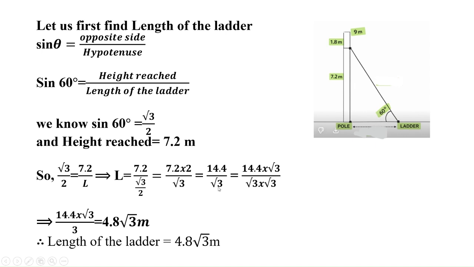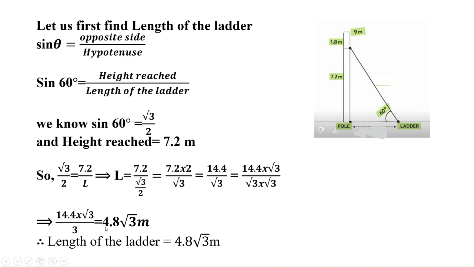14.4 by root 3. In order to make the calculation easier, we are multiplying the numerator and denominator by root 3 by root 3. Root 3 by root 3 means 1 only. That's why, to make the denominator simplified, we are using this particular point. So 14.4 into root 3 by root 3 into root 3 it becomes. Okay. So finally, we will get the simplified answer as 14.4 into root 3 by 3.